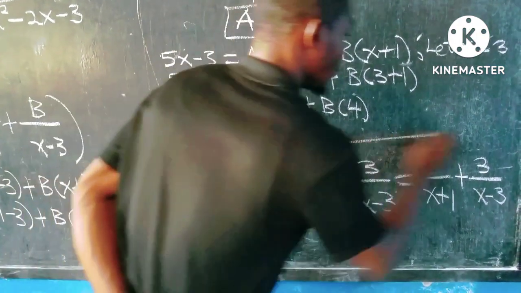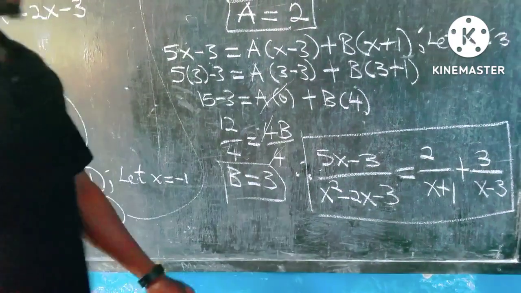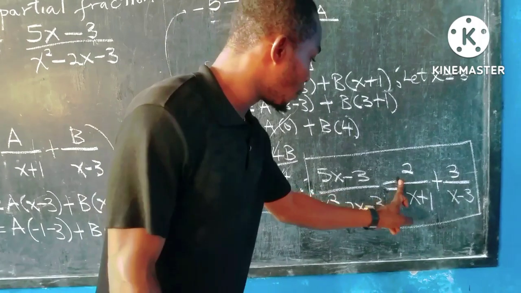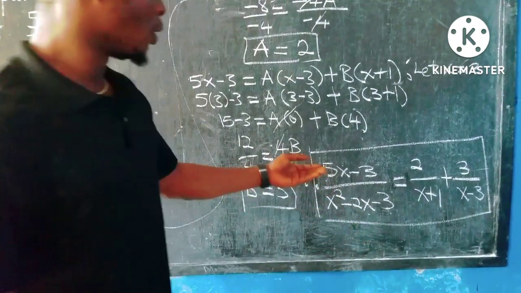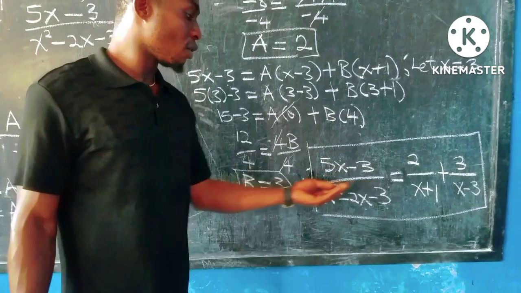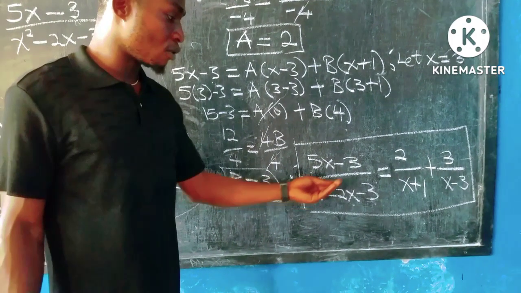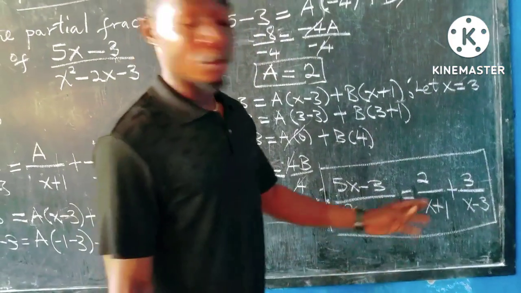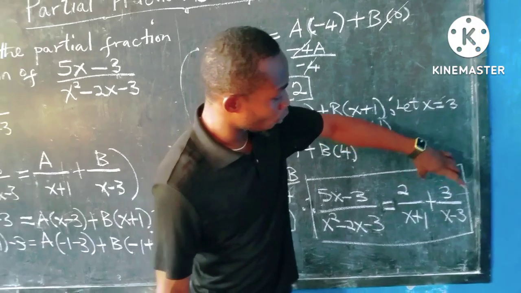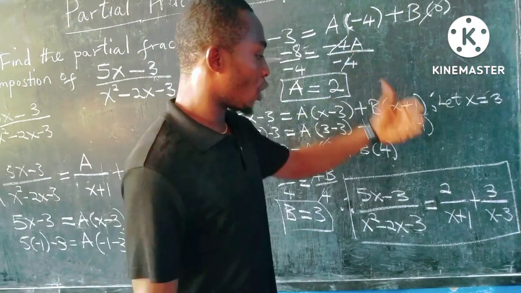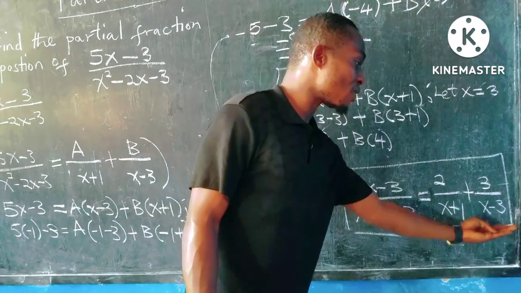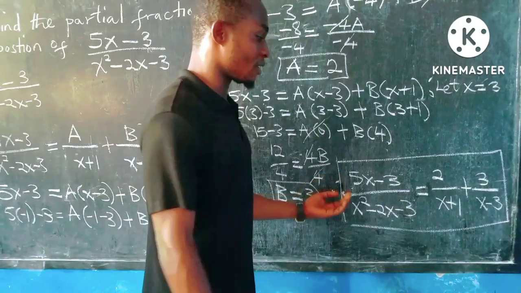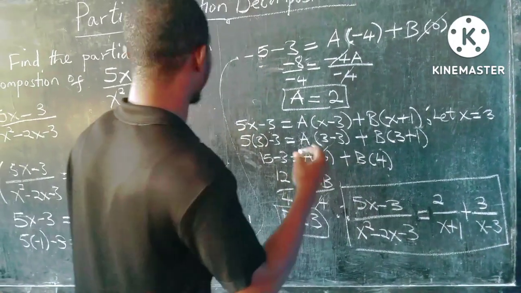So this is our solution. So guys, this is the partial fraction decomposition of 5x minus 3 all divided by x squared minus 2x minus 3. It means that when you carry out the operation on these partial fractions, you will result back to this original polynomial fraction. So basically the steps are very simple.